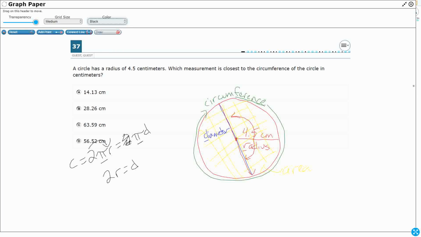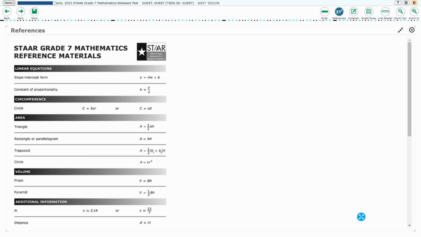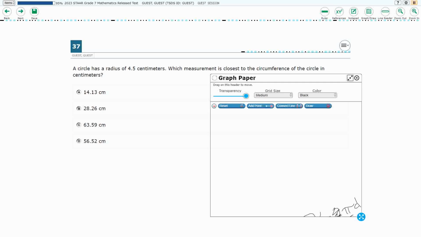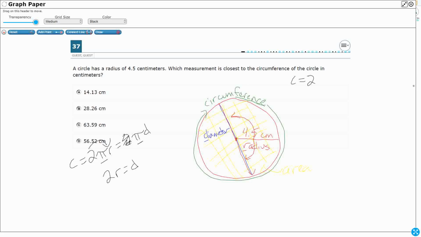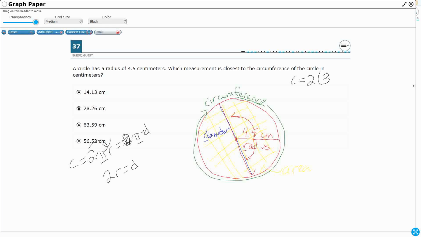So it's 2 pi r. So that means my circumference is going to be 2. My pi, right, is going to be 3.14. I believe they have that on our reference materials, right? Look down at the very bottom. Pi is equivalent to about 3.14. It's actually an irrational number that never stops. So 2 times this 3.14, and then times my radius, which is going to be 4.5.